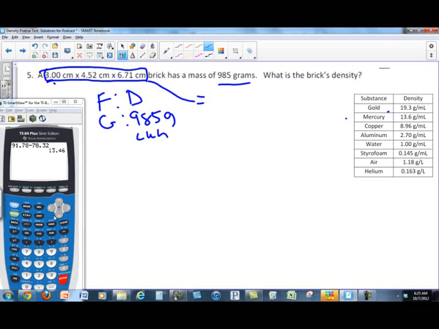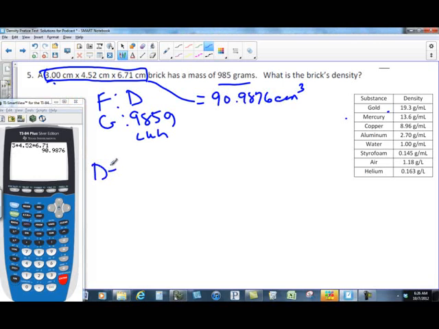And get my volume, right? Because length times width times height is volume. So I have 3 times 4.52 times 6.71. I'm going to carry as many sig figs as I can until the final answer, which is good form. You want to just round at the very end to the right number of sig figs. That prevents you from propagating or adding error along the way. So this is going to be centimeters cubed, because I got centimeters times centimeters times centimeters.